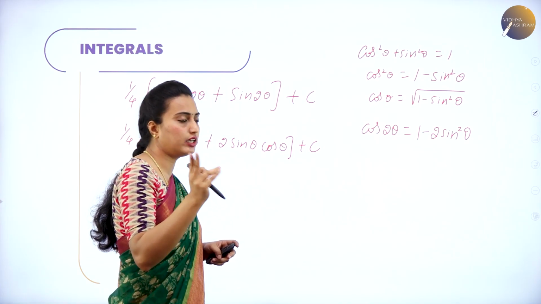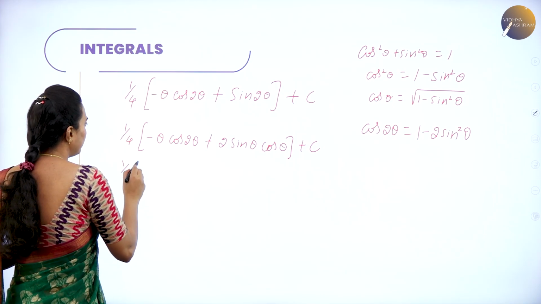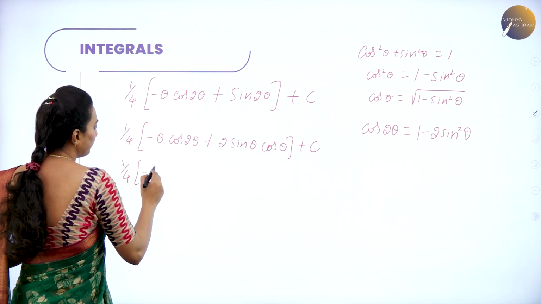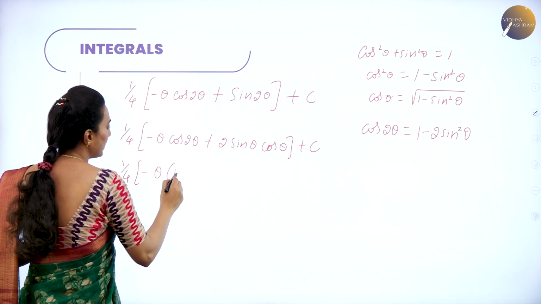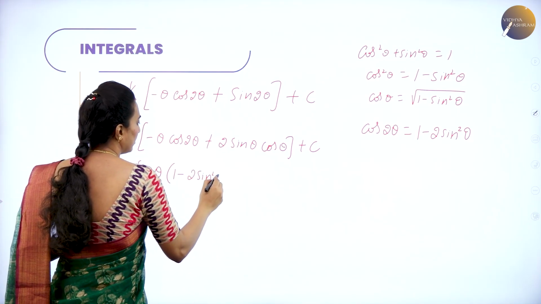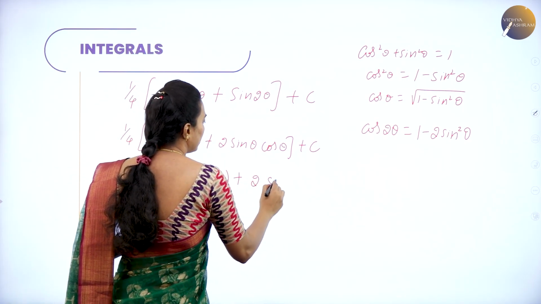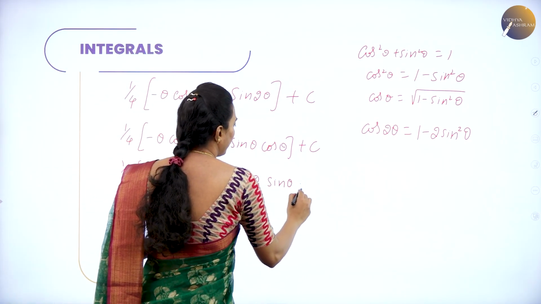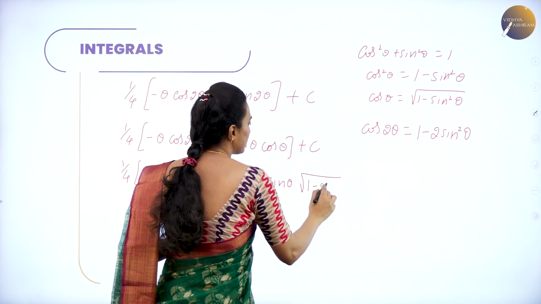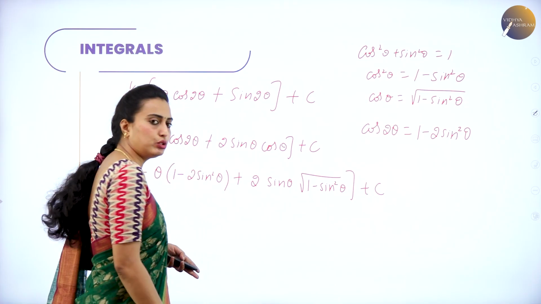There are 4 forms. Under that, one form I am taking. Now this will become 1 by 4 into minus theta. As it is, I am writing cos 2 theta as 1 minus 2 sine squared theta, plus 2 sine theta into cos theta. In place of cos theta, I am writing under the root of 1 minus sine squared theta plus c.